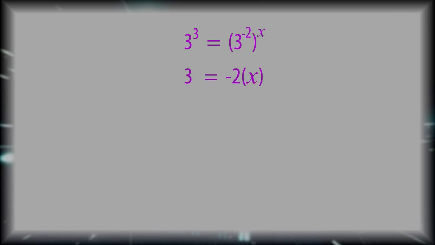Now that gives us, when we equate the powers, 3 to be equal to negative 2x. And we get x to be equal to negative 3 over 2, or negative 1.5. And so log base 1 over 9 of 27 will be equal to negative 1.5.